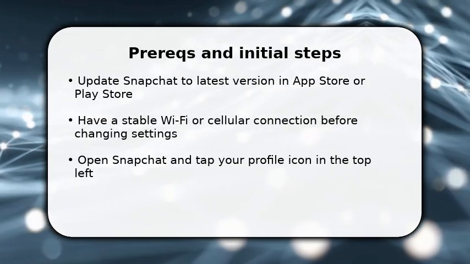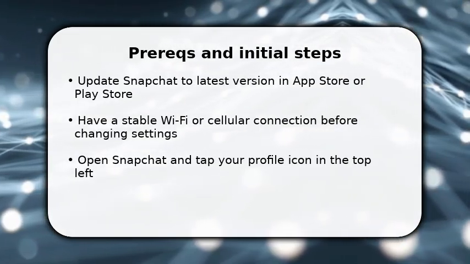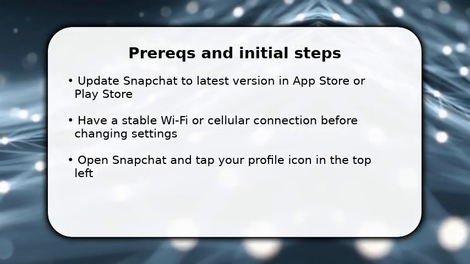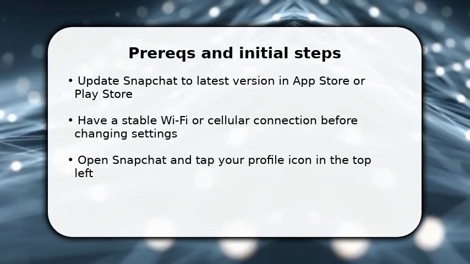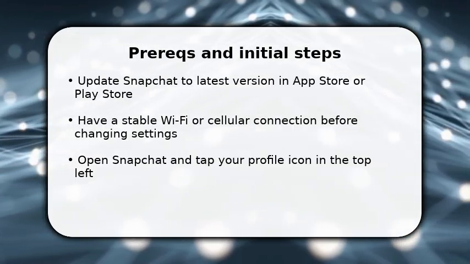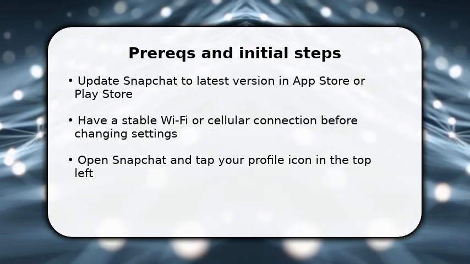Scroll to find display or app appearance. Some platforms show it under My Account. If you don't see it, make sure your app update finished and restart Snapchat. Sometimes the setting appears after a restart.